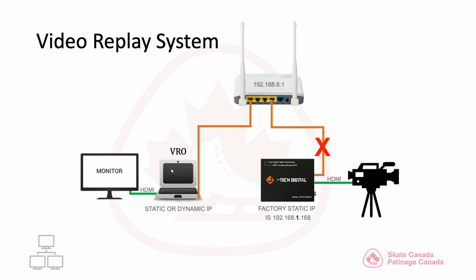If you don't change that factory default, and then you plug it into a router that's configured for a subnet of 192.168.6, none of the computers on your subnet, including the VRO, will be able to communicate with the JTEX box.